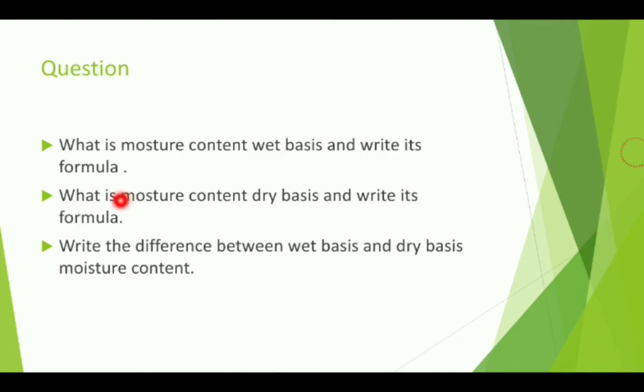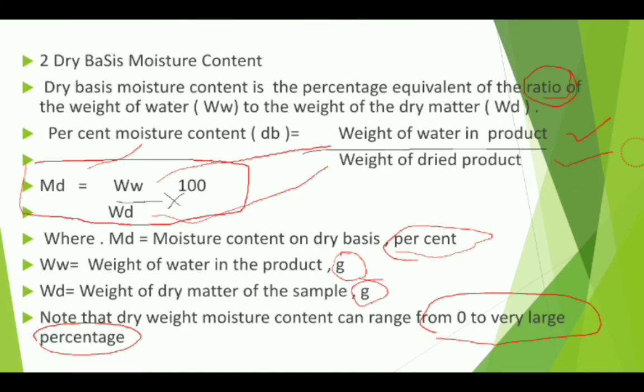Then question number 2, what is moisture content dry basis and write its formula. So what is moisture content dry basis? It is the ratio of weight of water in the product to the weight of dried product, and not the total product sample. So the important difference is the dried product, whereas in wet basis we take the total product.